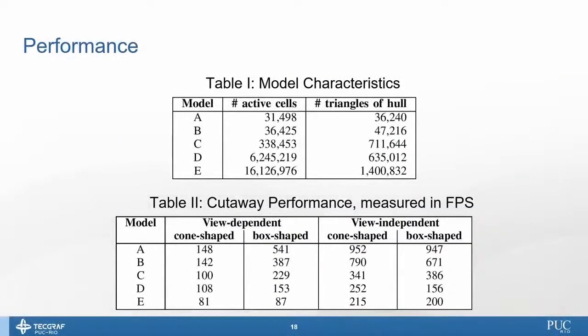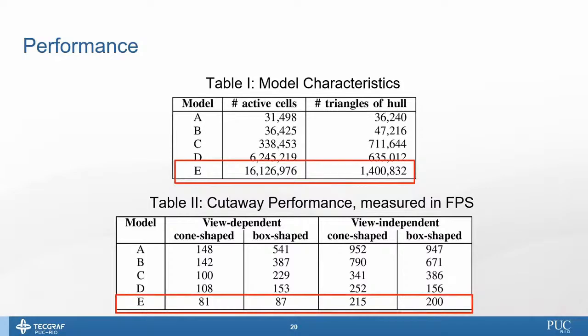We evaluate the performance of our visualization with 5 reservoir models, with cell counts ranging from 30,000 cells to 16 million cells, as can be seen in Table 1. Our cutaway algorithm shows a good performance even for a large model with 16 million cells.